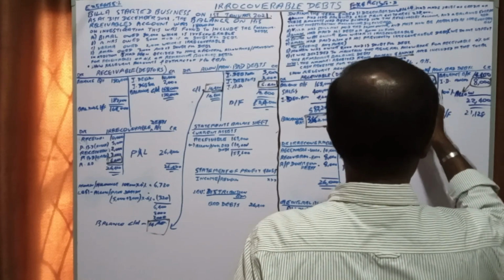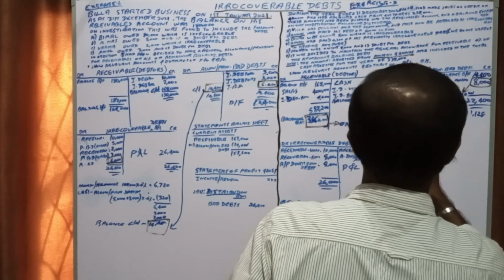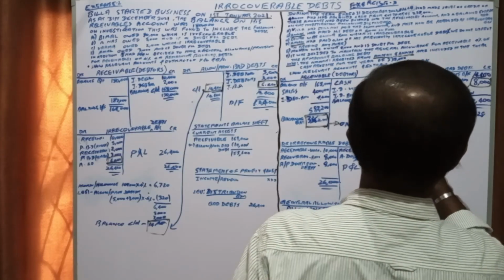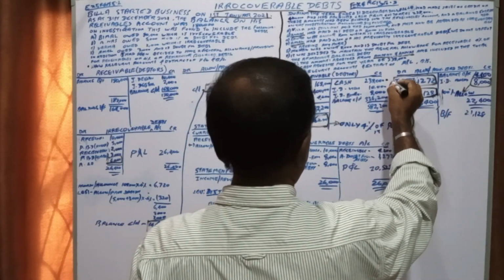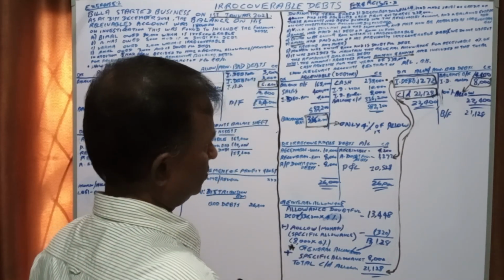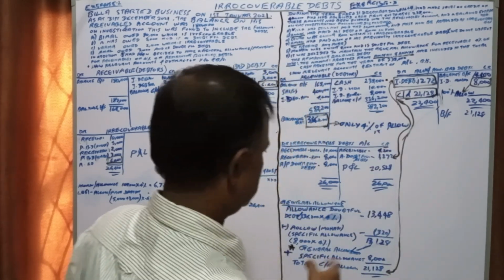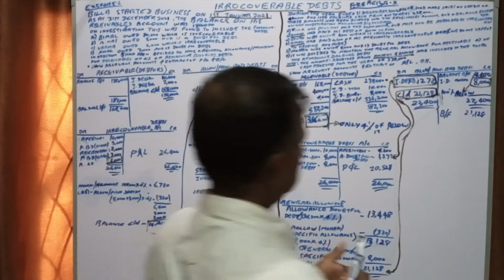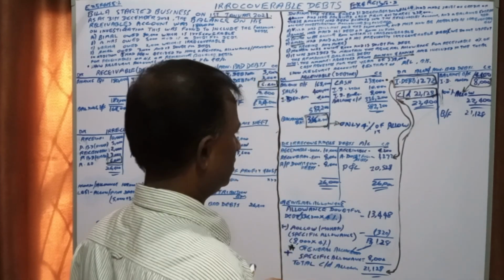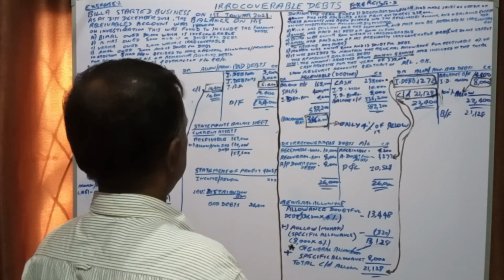This is the allowance here. This allowance here. 1,272. Double entry. This one is calculated. Allowance. 100% allowance. So this is the way we used to calculate it. Here also like that.